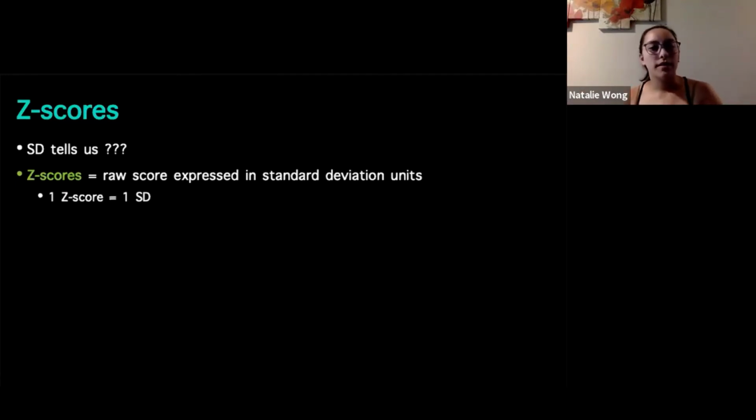Z-scores are expressed in standard deviation units. You'll recall I said standard deviation is calculated using your sum of squares, the square root of the sum of squares divided by sample size, right? That will tell you what the standard deviation is in the units of measurement. The standard deviation you get then goes into constructing your distribution.